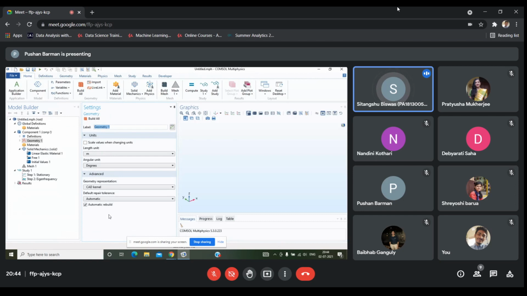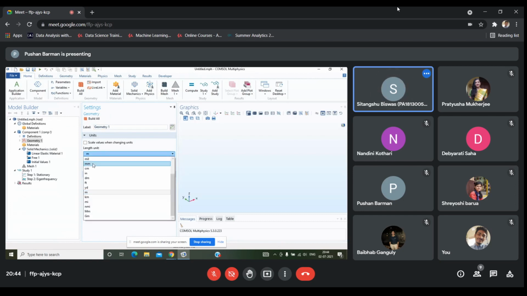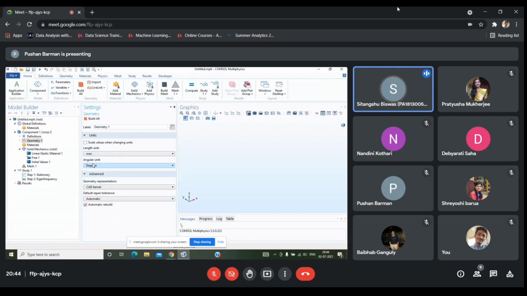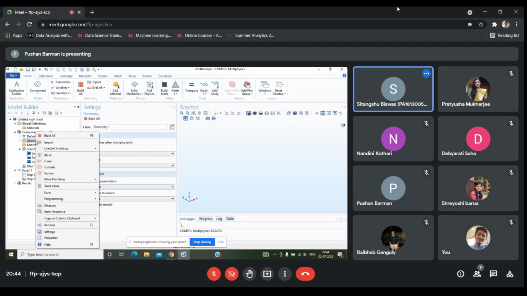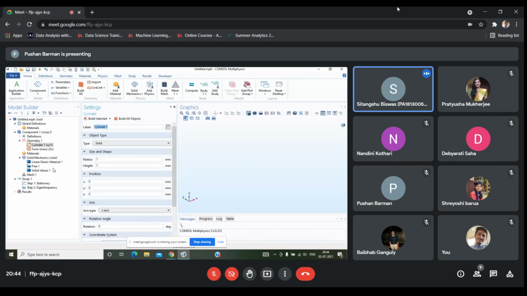That unit you change to mm. So now you right click on the geometry, add a cylinder. Radius, let us take 300. Height you take 30. Build selected.